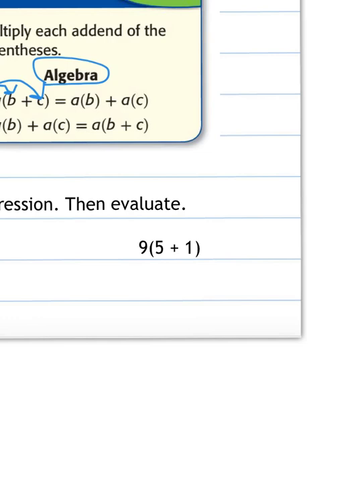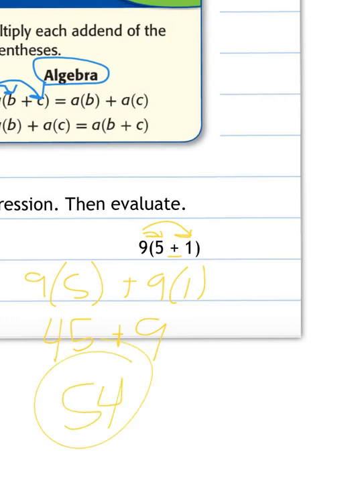Okay. Next one. Again, take the 9, multiply it to each thing inside the parenthesis. 9 times 5, we're adding 9 times 1. 9 times 5 is 45. 9 times 1 is 9. 45 plus 9 is 54.